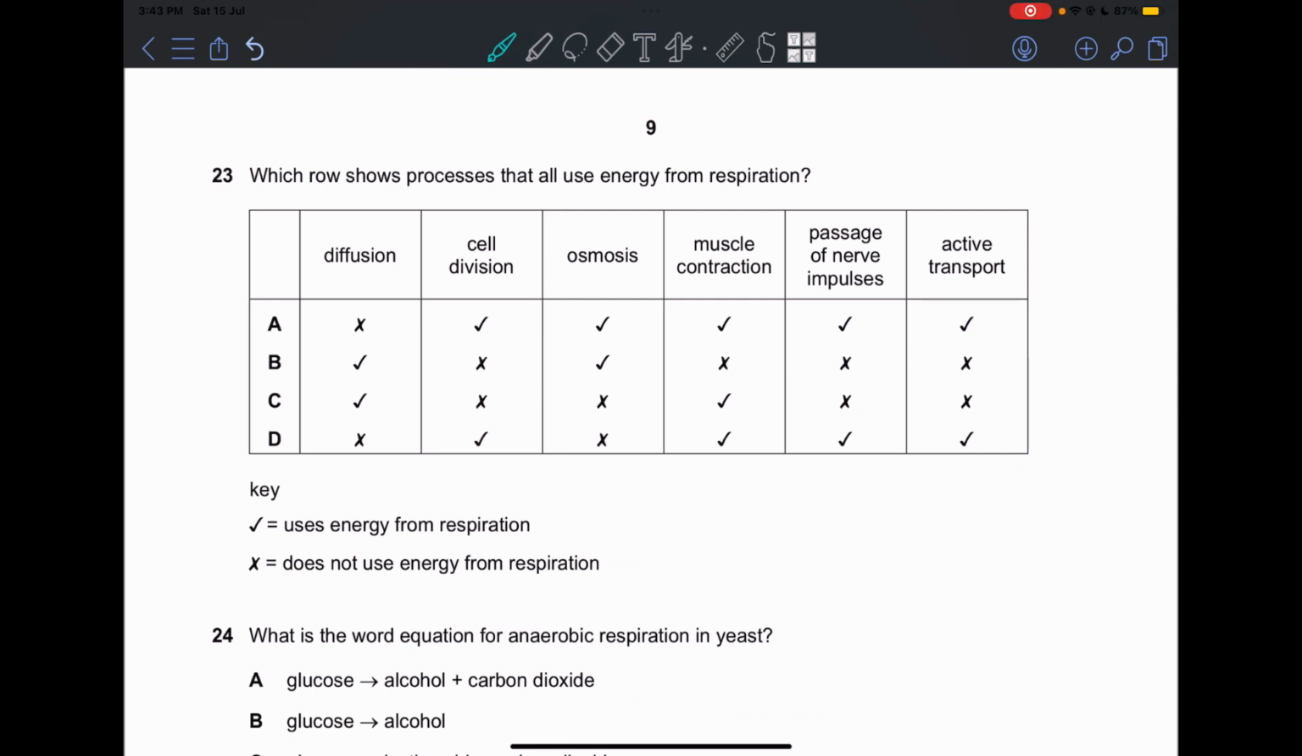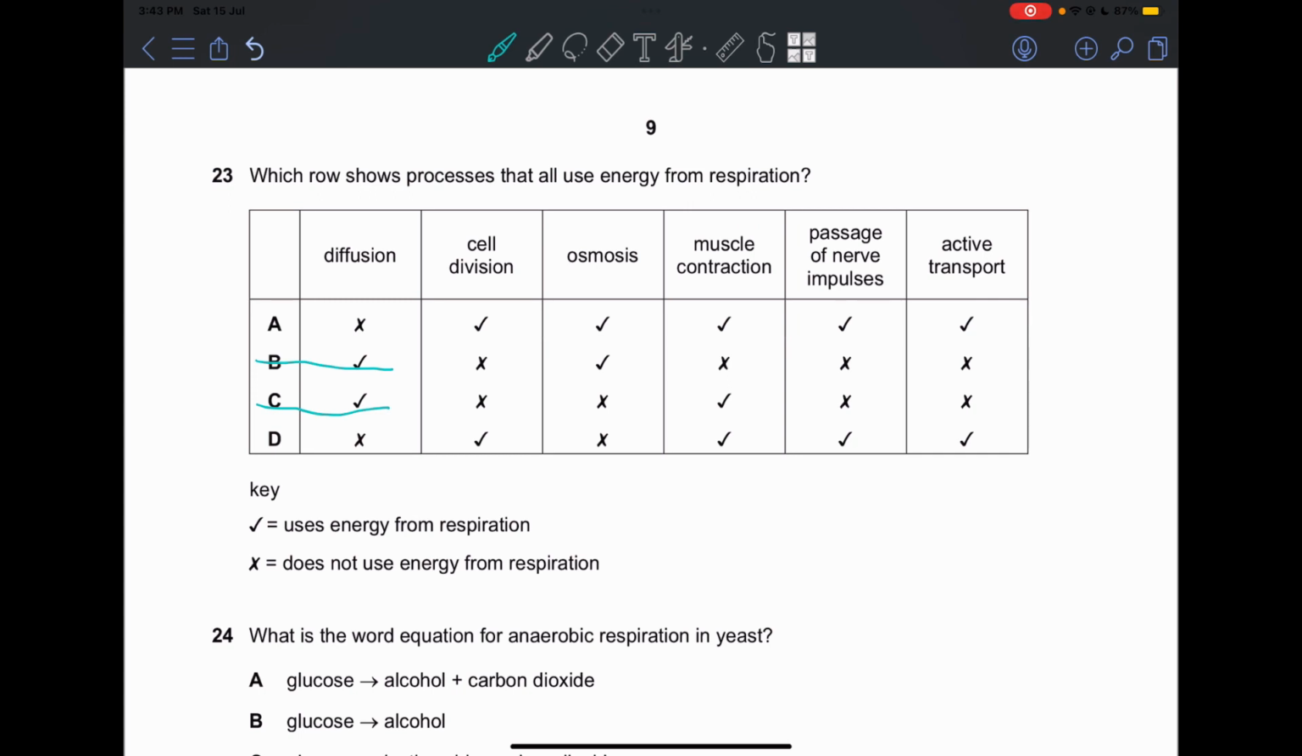Question number 23. Which row shows processes that all use energy from respiration? Now we know that diffusion does not use any energy at all, so our answer is not going to be B or C because diffusion does not use energy. We know that it is a passive process. Now A says that diffusion does not use energy from respiration. Cell division does use energy from respiration, so far this is correct. Osmosis does not use energy, so our answer is not going to be A because this is incorrect.